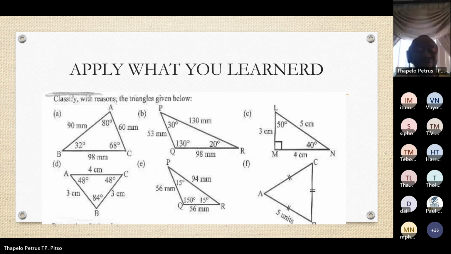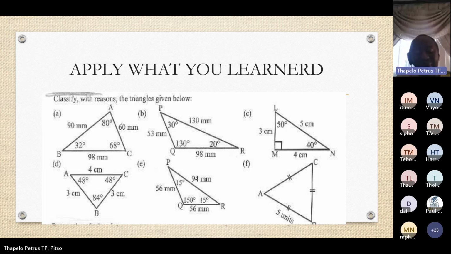And then let's look at figure E. What is the situation there? What do you see about the sides? 94, 56, 56. Okay, we've got two sides equal. And if we have two sides equal, we'll also have two angles equal. Therefore it's an isosceles triangle. Correct. Remember those properties.